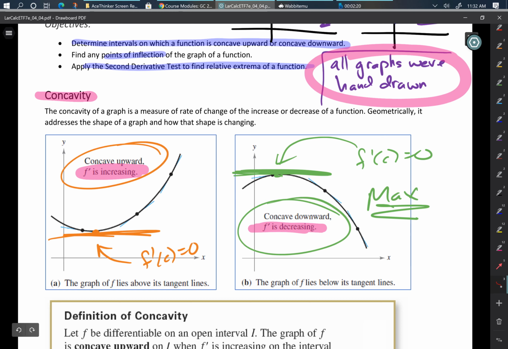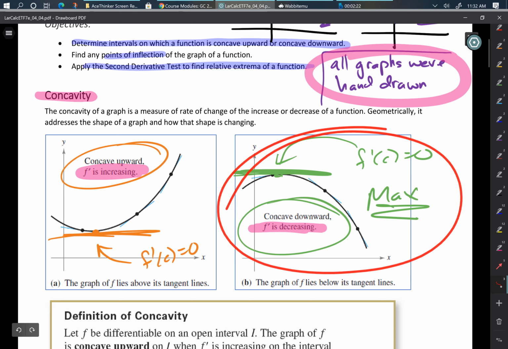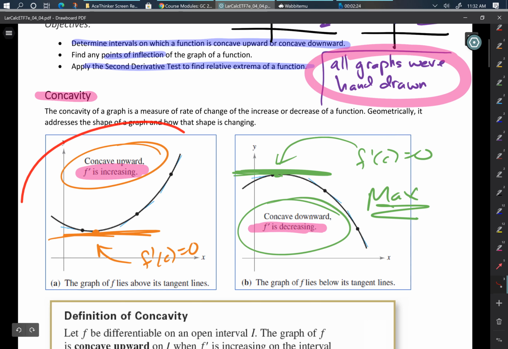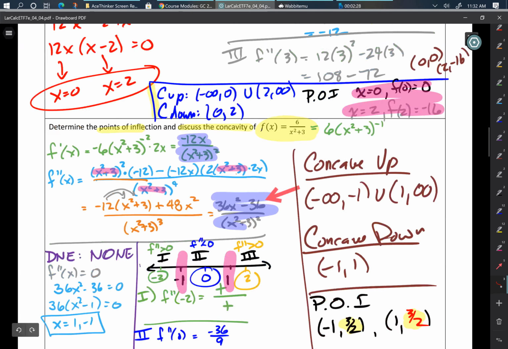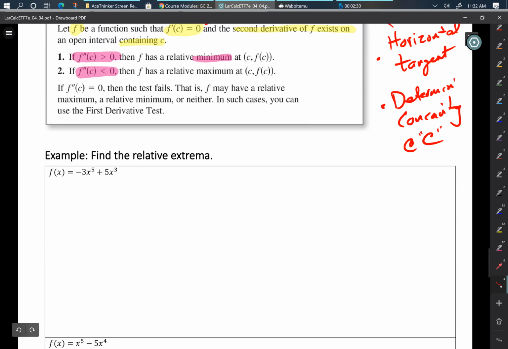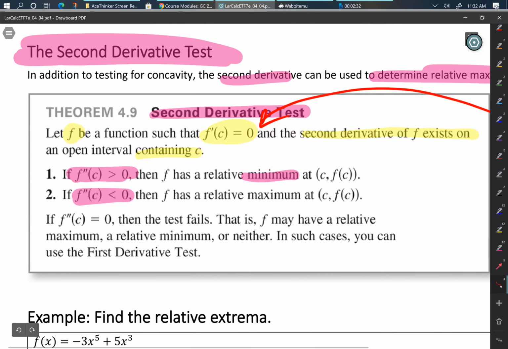So what are we saying again? Horizontal tangent line, concave downward, max. Horizontal tangent line, concave upward, minimum. Here's the language, the mathematics of that. Let f be a function such that f prime of c is equal to 0, has a horizontal tangent, and the concavity can be determined. If it's concave up, it's a minimum. If it's concave down, it's a maximum.